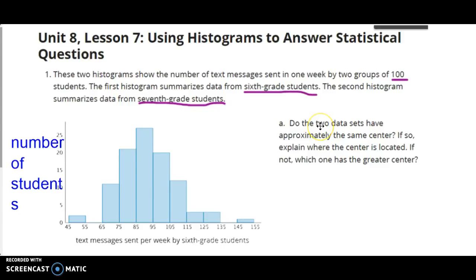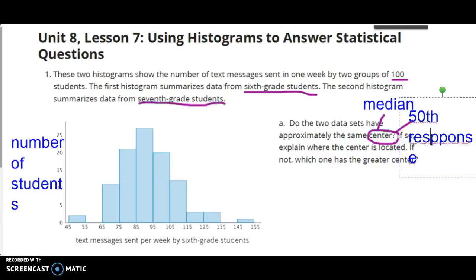A says this: do the 2 data sets have approximately the same center? We've talked about this word. This means when I rank all of my responses from lowest to highest, what is my middle data point? So it's exactly the same as a median or middle point. If so, explain where the center is located. If not, which one has the greater center? So the first thing I'm going to think to myself is, if it's 100 students, what's this middle number of 100? What is the center of 100? So I know I'm looking for about the 50th response here.